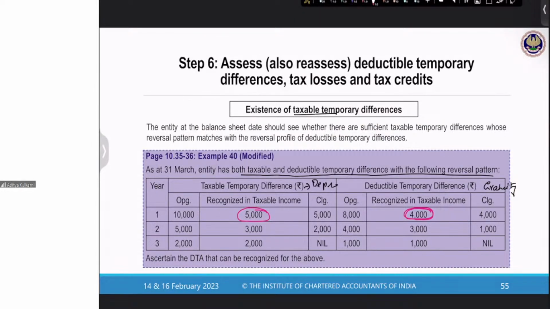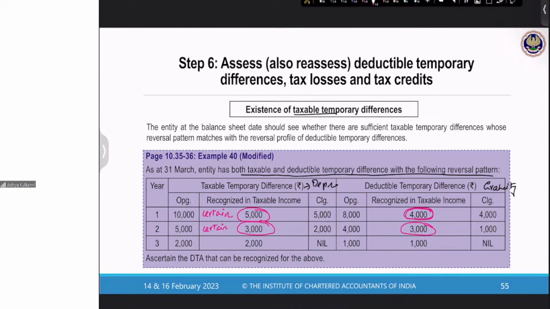First point. Look at the second year. My payment in the second year is 3,000. The taxable temporary difference getting reversed is also 3,000. So this is certain, by the way. You know the depreciation pattern. This is also certain, by the way. Okay, this is also certain, by the way. So do I have that? Yes, you do have that.